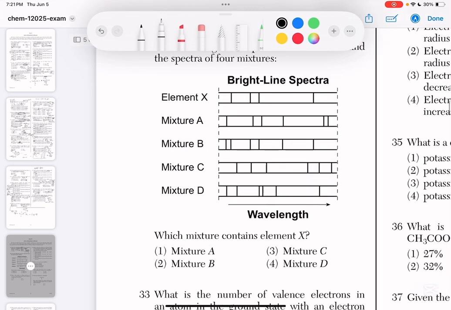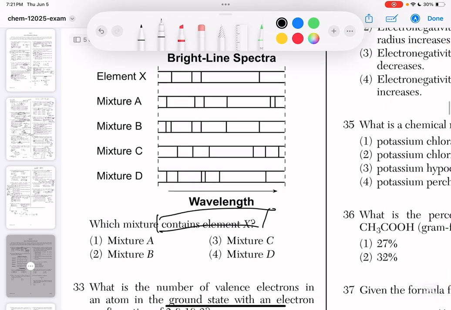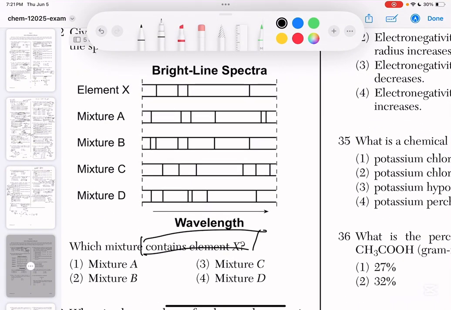Bright line spectra. Right off the bat, we can see that it's not B, because there's no double line here that's missing. Oh wait, it says "which contains", I did not read. Okay, so we can just line this up and see that it's actually B. Oh man, that's kind of embarrassing.